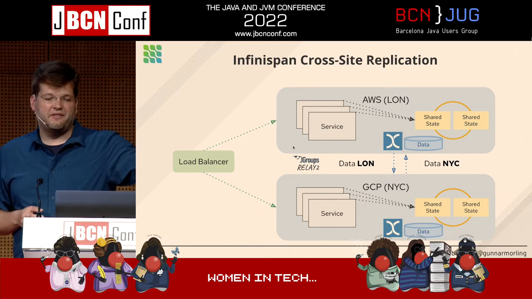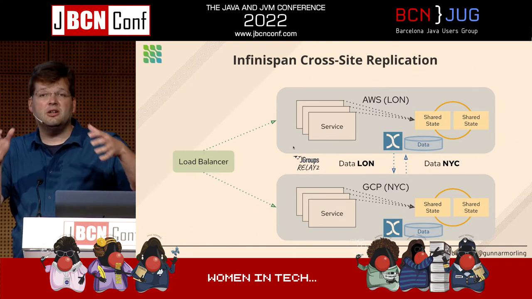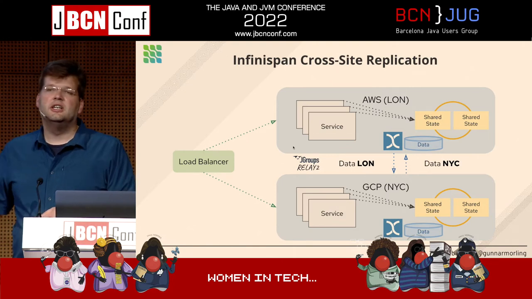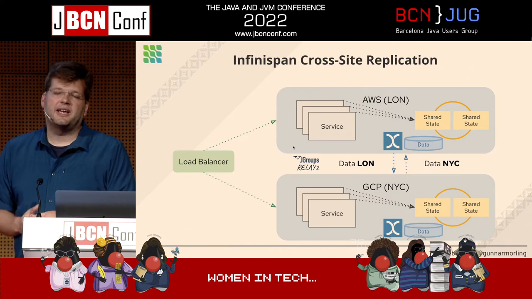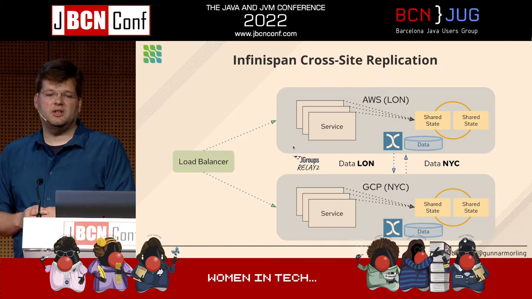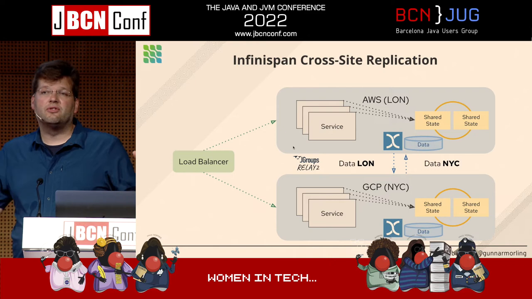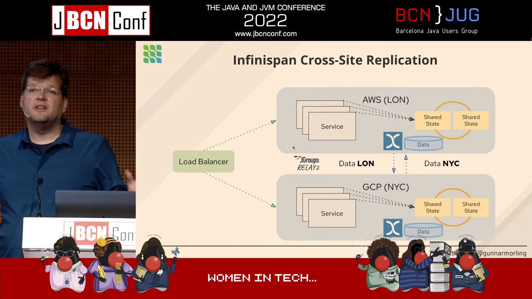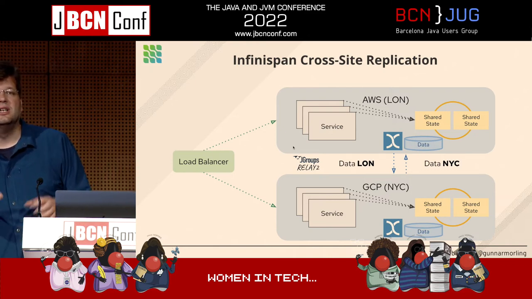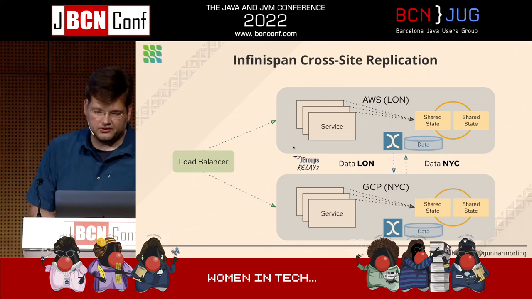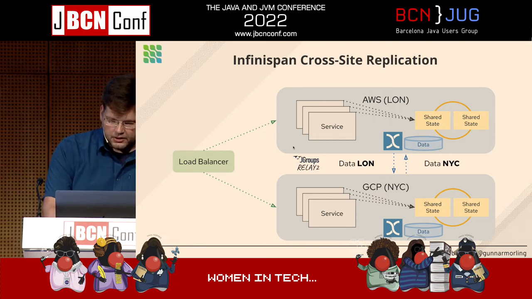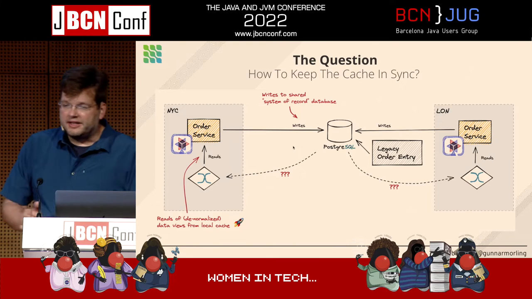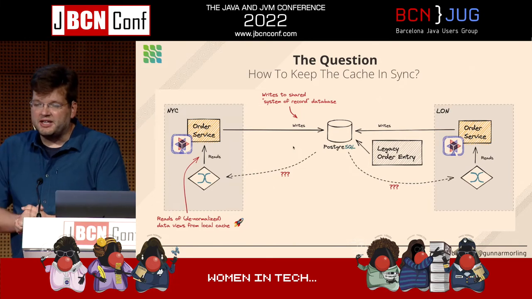And this means if you do a write to the cache cluster, to any of the nodes in the cache cluster in London, it would automatically be propagated over to the cache cluster in New York City, and we would be able to serve reads from that cache cluster. So that's cross-site replication. Essentially, it just is about keeping two or multiple clusters in sync. All right, so that's Infinispan in a nutshell.